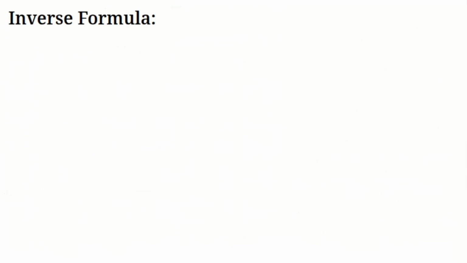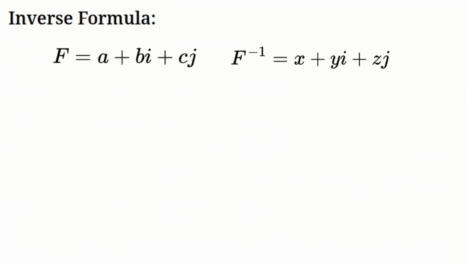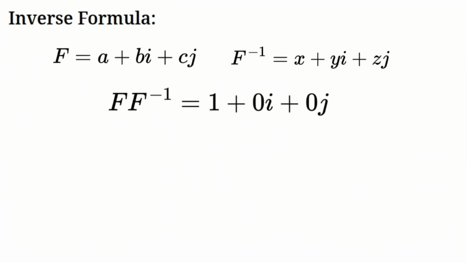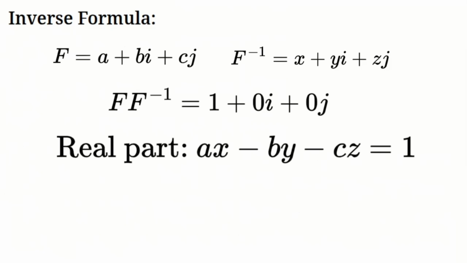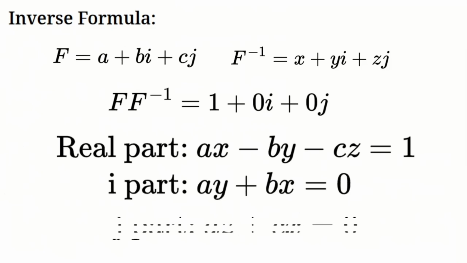Inverse formula. Now let's derive a general inverse formula. We want to find the inverse of f, which is a plus bi plus cj. Assume the inverse is x plus yi plus zj. Multiply them together and set the result equal to 1. Real part should equal 1. i part and j part should both equal 0. Let's write the equations. Real, ax minus by minus cz equals 1. i part, ay plus bx equals 0. j part, az plus cx equals 0.